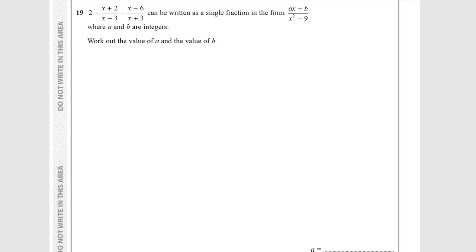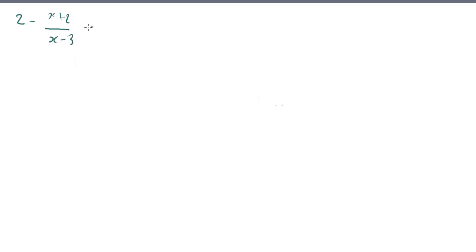Question 19. It says 2 minus, and then you have these fractions, can be written as a single fraction in this form where a and b are integers. So work out the value of a and the value of b. This is going to require quite a bit of working out, so I'm going to use my other software. So we had 2 minus (x plus 2) over (x minus 3) minus (x minus 6) over (x plus 3), and we want it in this format.